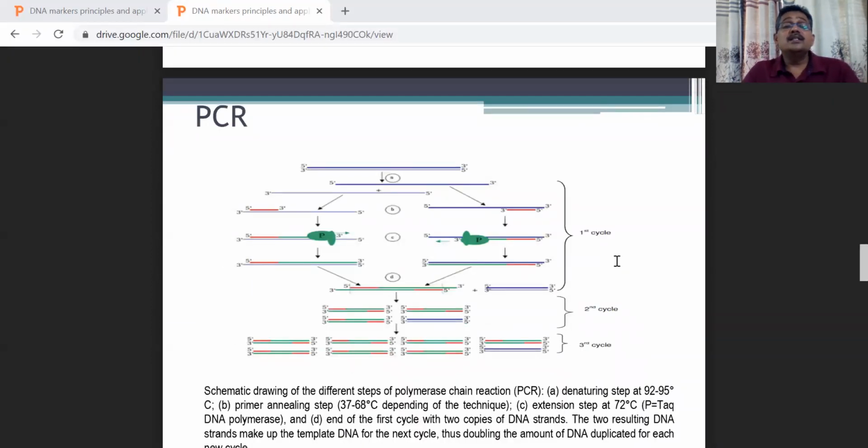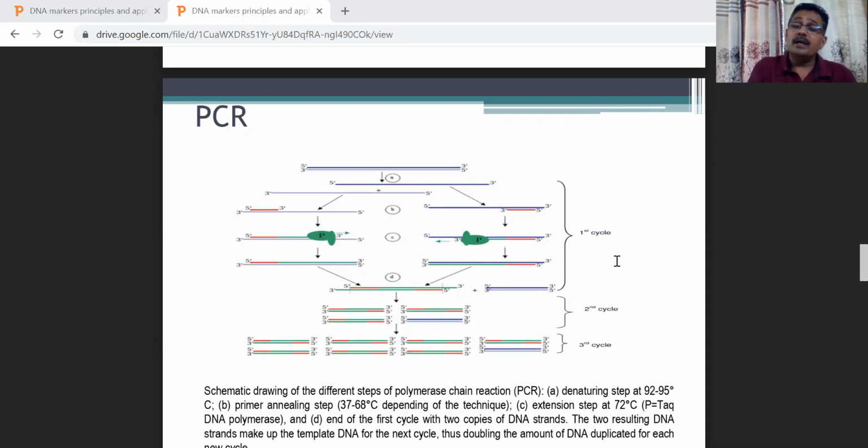The second thing is, when the PCR machine came, people started using PCR-based markers, because RFLP takes time, at least one week, starting from DNA extraction. Then in the second stage you have to go for restriction digestion, then Southern transfer, then hybridization, then autoradiogram, and finally you get the results.